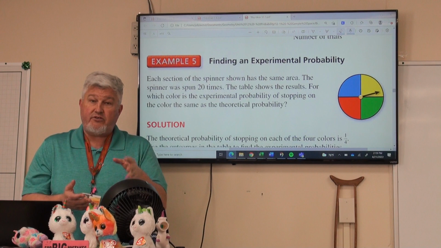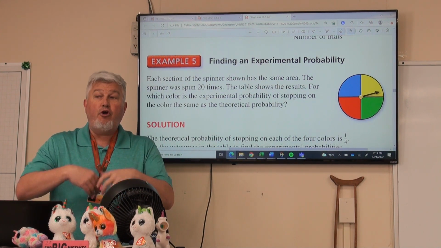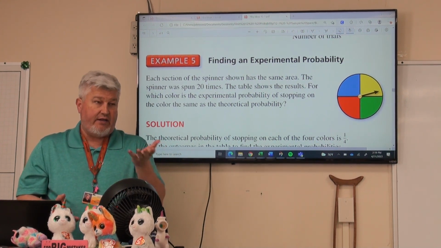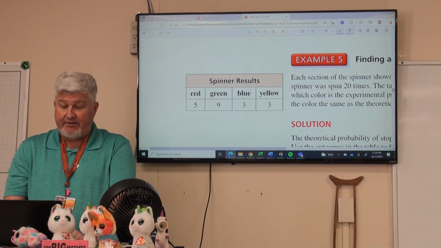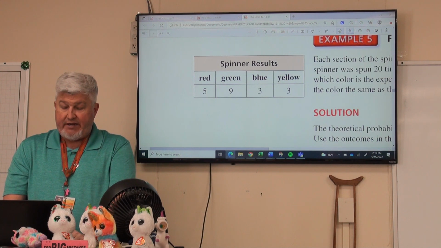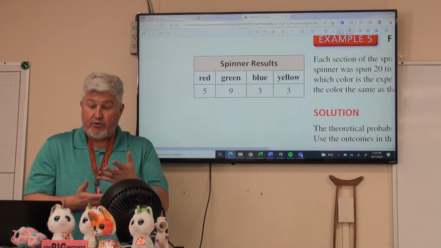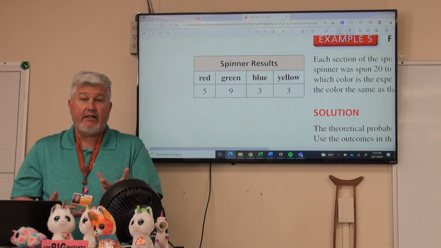Because it's divided into 4. 20 divided by 4 is 5. So your theoretical probability is 5 out of 20, 1/4. Well, let's look over here at the results. Here's what actually happened. When we spun it 20 times, we got red 5 times, green 9 times, blue 3 times, and yellow 3 times.